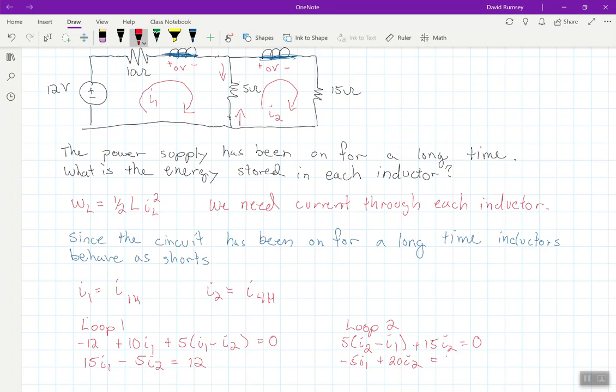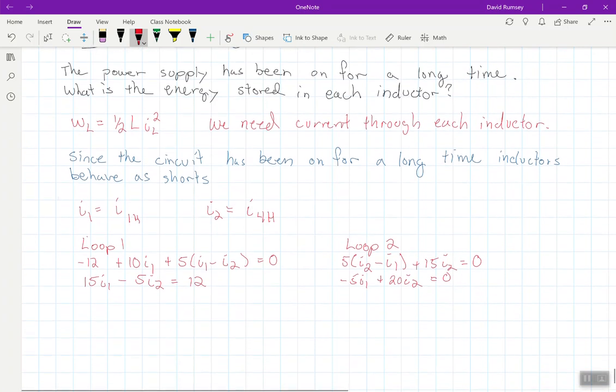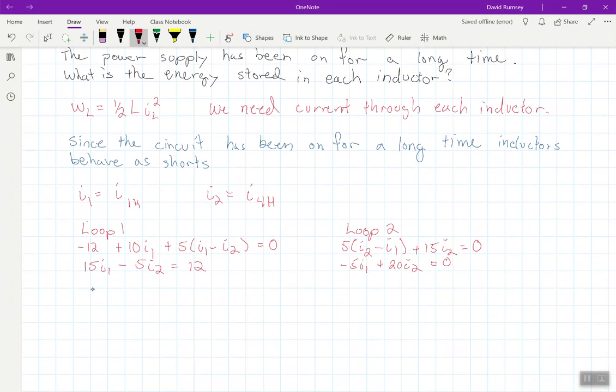And this is equal to 0. Now, I'm going to just pause the video here for a second, plug this into my calculator to solve for I1 and I2. So after plugging it into my calculator, I got I1 and I2, and they're not pretty numbers, but that's okay.